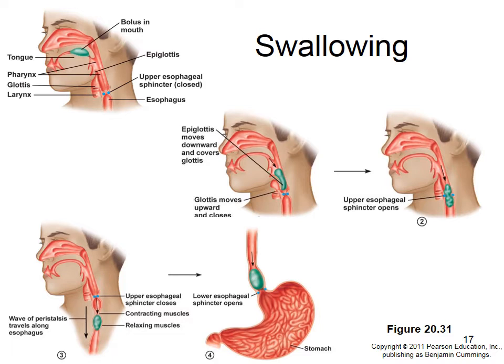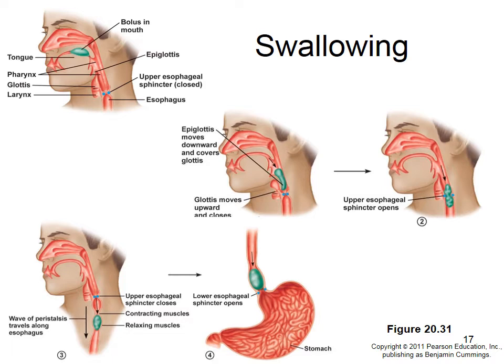So swallowing is a reflex. Okay, so when you go to swallow food, you're going to push the bolus of food, which is being shown in green, with your tongue to the back of your mouth. And that's going to initiate the swallowing reflex. And during the swallowing reflex, the epiglottis moves downward to cover the glottis. Okay, because you want to block passage into the trachea, right?